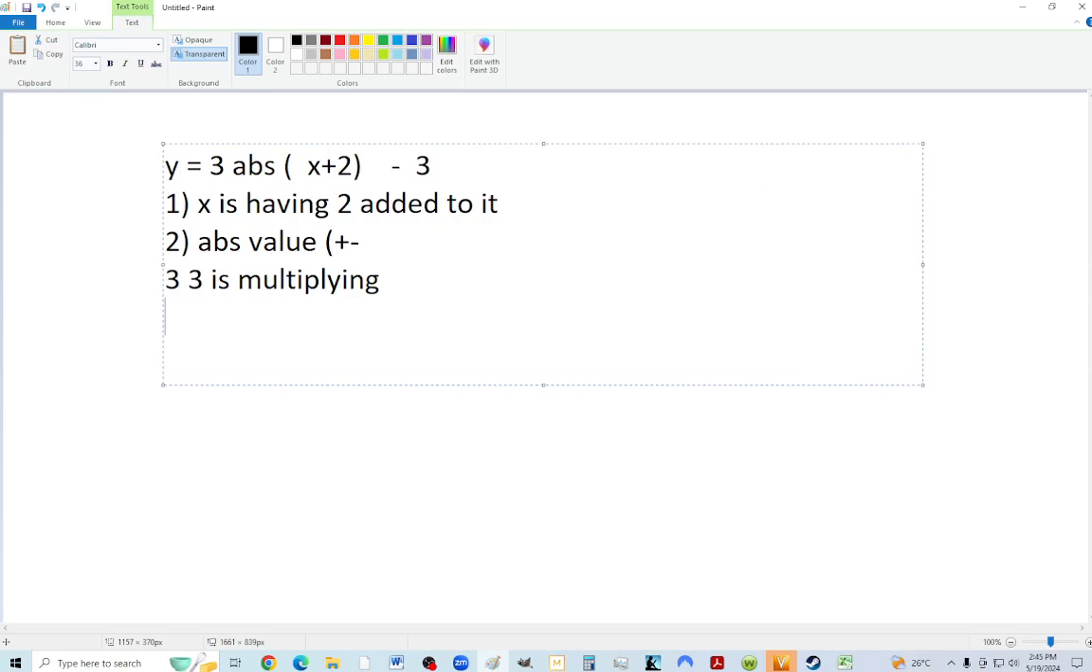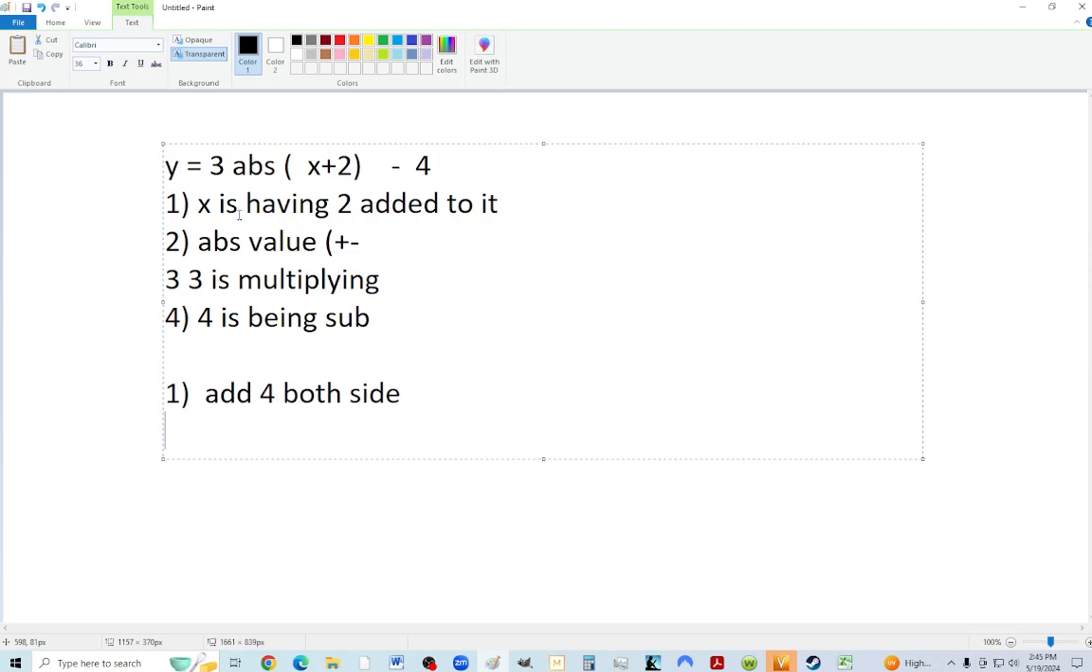And finally, the last step, and I'll change this up here, I'll make this a different number: 4 is being subtracted. So now you do the inverse starting with the last step. Add 4 to both sides. Divide by 3 on both sides. I'm going backwards in the steps and doing the opposite math.